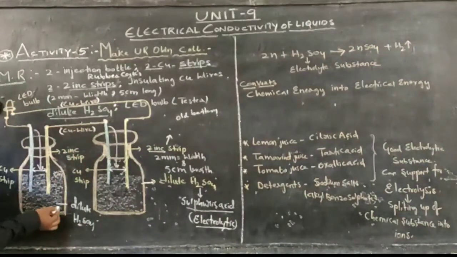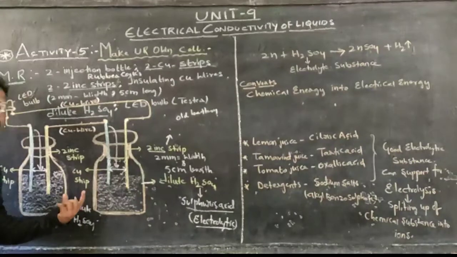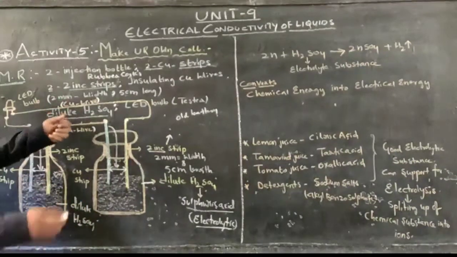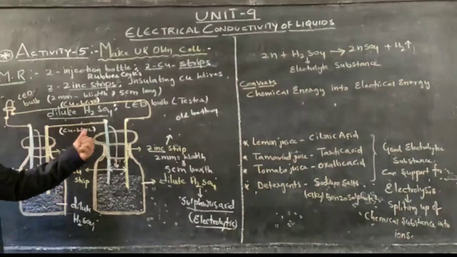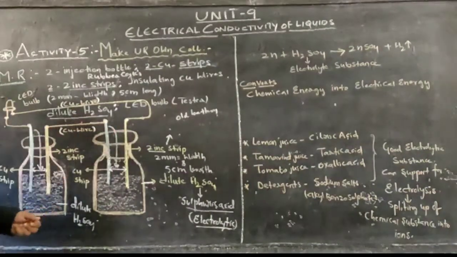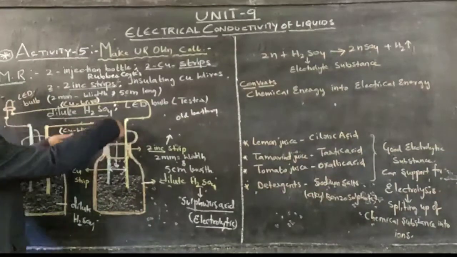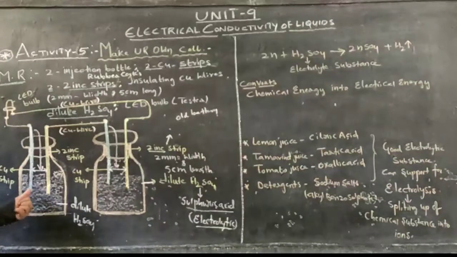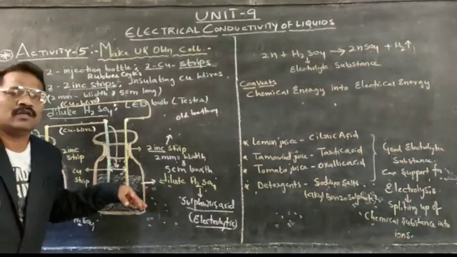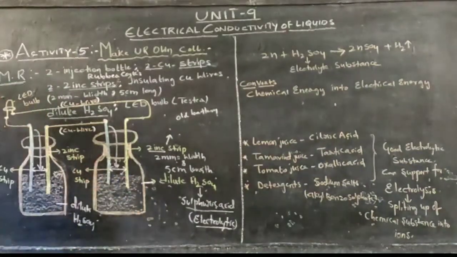After adding dilute sulfuric acid into the injection bottles, close the caps. The caps consist of two metal strips: one is copper, the other is zinc, and again one is copper, the other is zinc. Mount them nicely on the bottles and fix them firmly such that the tips of the copper plates as well as the zinc strips are immersed in the dilute sulfuric acid.